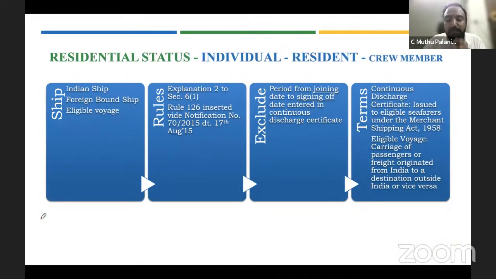And of course, for the ship, I already explained to you that you have to exclude these dates. Exclude what dates? The joining date and the signing off date. So signing off date is the last date. The period in which you are in the ship as a crew member, you are not on land, so it should be excluded. I'll not take much time on this slide because I've already told you what it is. The only condition is that when it is an Indian ship, it must be going outside India or coming from outside India to India.